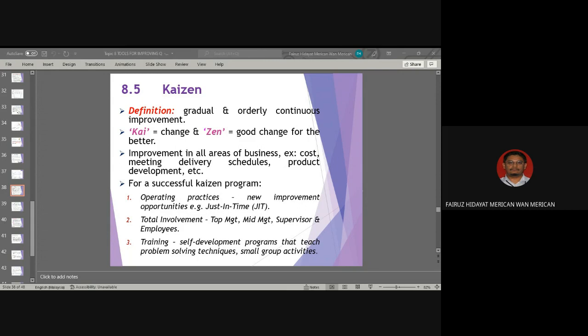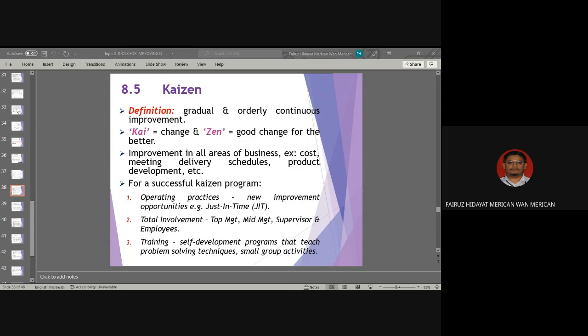A gradual, a slow process, and orderly, meaning it is something that is organized. A gradual and organized, continuous improvement. Okay? And this is a concept that has been adopted by companies all across the world. And this effort of continuous improvement can be applied to all areas of a business or a company, and not just limited to the improvement of the product or service. There can be improvements in the cost, in terms of meeting delivery schedules, product development, anything within a business.